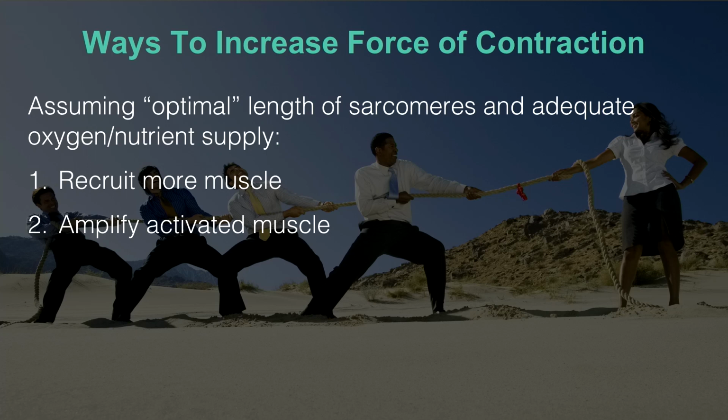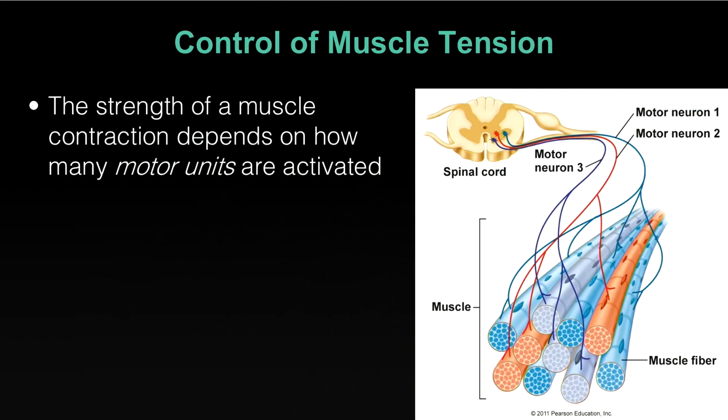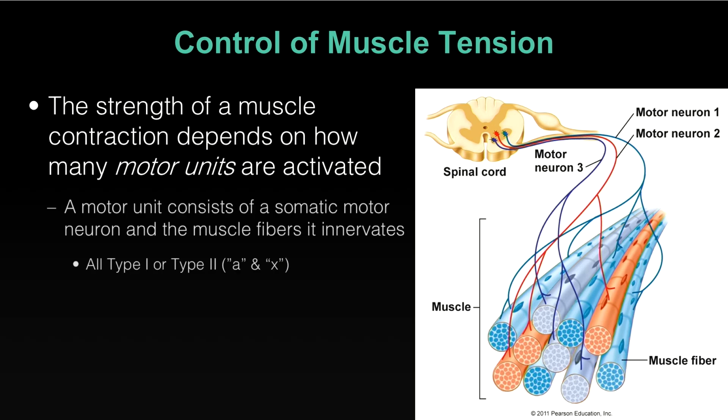In terms of recruiting muscle, the unit of recruitment you know is the motor unit. And the motor unit is described as a somatic nerve and all of its branches and the fibers that it innervates, the muscle fibers that it connects to and innervates. So the nerve, its branches, and the fibers are what constitute a motor unit.